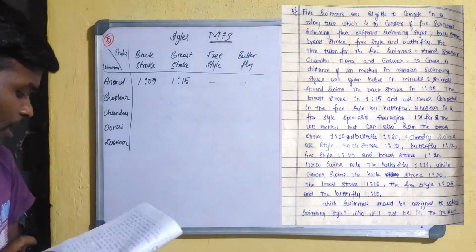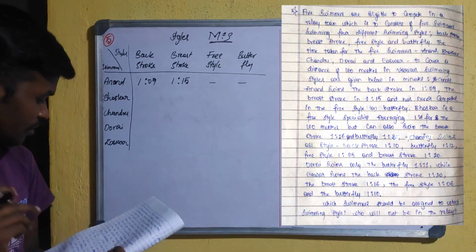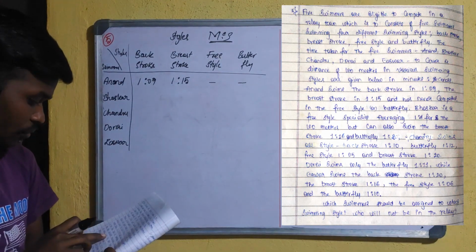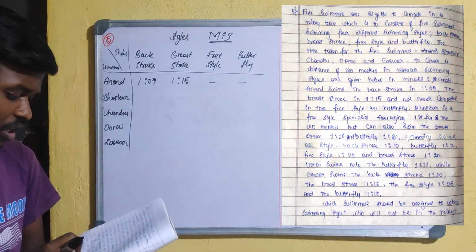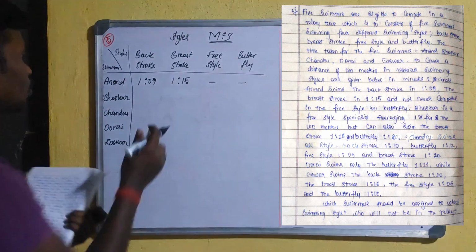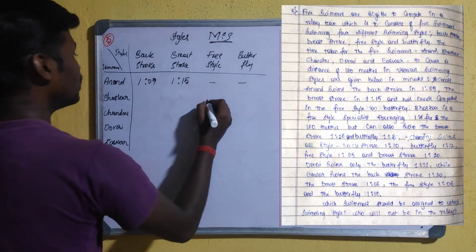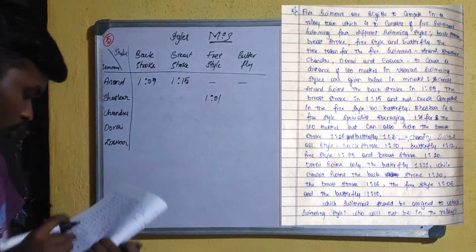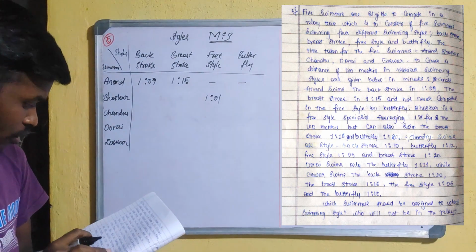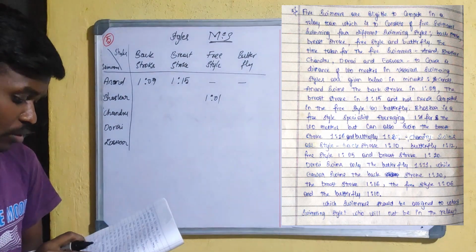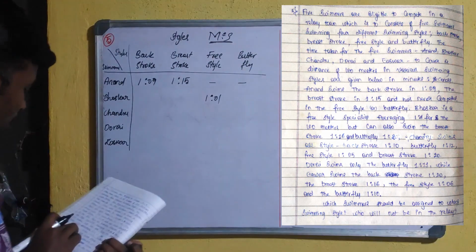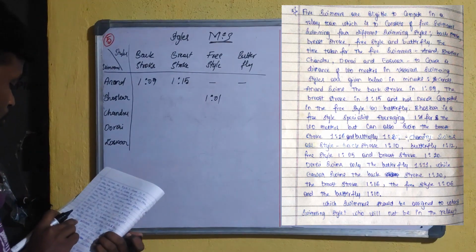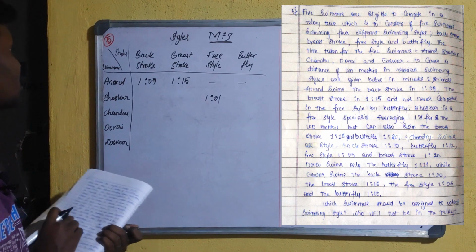Next, see the information related to Bhaskar. Bhaskar is a freestyle specialist, that is the third style, averaging 1 minute 1 second for the 100 meters, but can also swim the breaststroke in 1 minute 16 seconds.